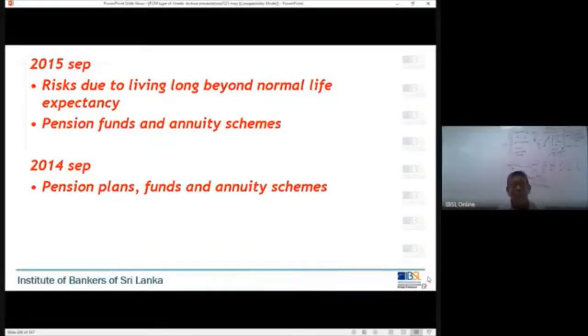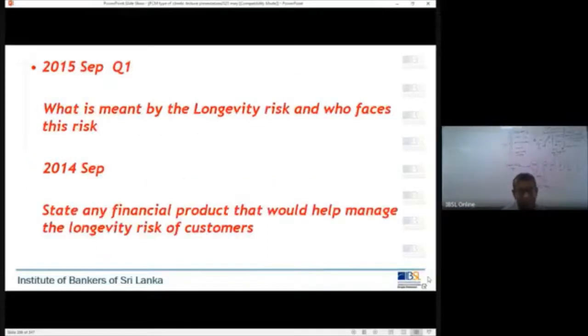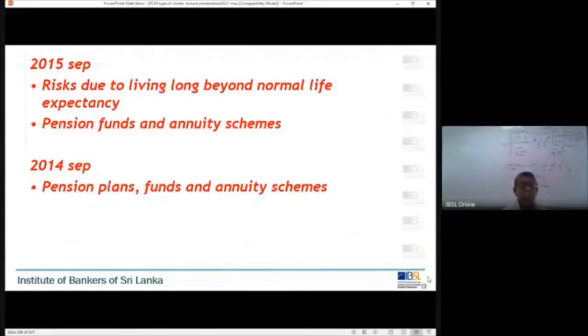So the bank has to face some problem if the person who enters into a product like annuity or pension products, we call annuity scheme, whatever, banks face a risk. That risk we call what risk? Longevity risk. So what is meant by longevity risk? Longevity risk means risk due to living long beyond normal life expectancy. Clear? That's the answer.